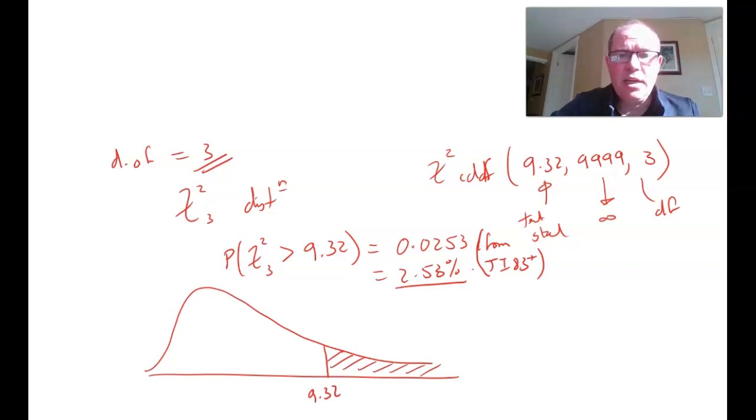So in your calculator you can enter chi-squared CDF. The test statistic is 9.32. Put 9999, that roughly represents going to infinity, and your degrees of freedom is 3, and out pops the number 0.0253. So 2.53%, and don't forget to say it's from your TI. You've probably got 84s or Inspires, and that's the mechanics there.